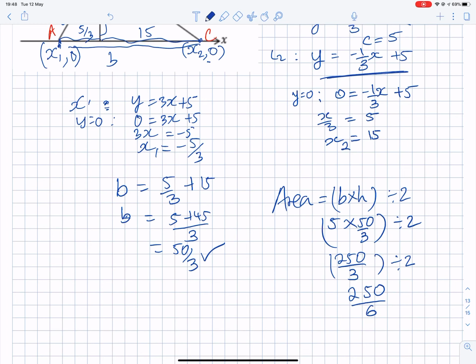If you work that out, let's just do that. How many 6's are in 25? 4. And how many 6's are in 10? 1. So it's 41 point. How many 6's are in 40? So I'll just roughly write it as 41.6 square units.